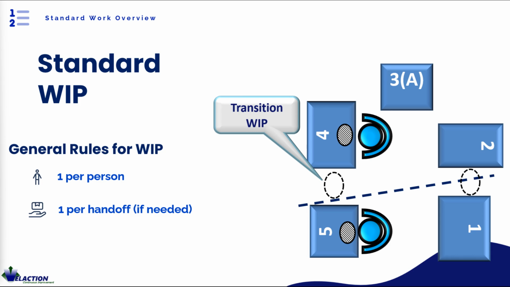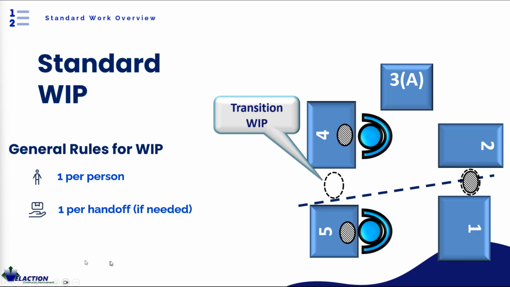But if you have a situation where one person goes back and forth between stations 1 and 5, and one person does 2, 3, and 4, you can set it up whatever way is better for your operation. In this case, because there is a transition, you have locations for each side over here. And as you actually progress, you will see the way the setup is.